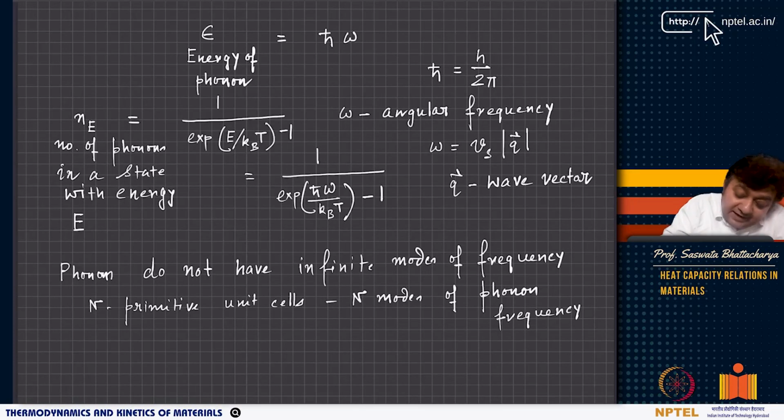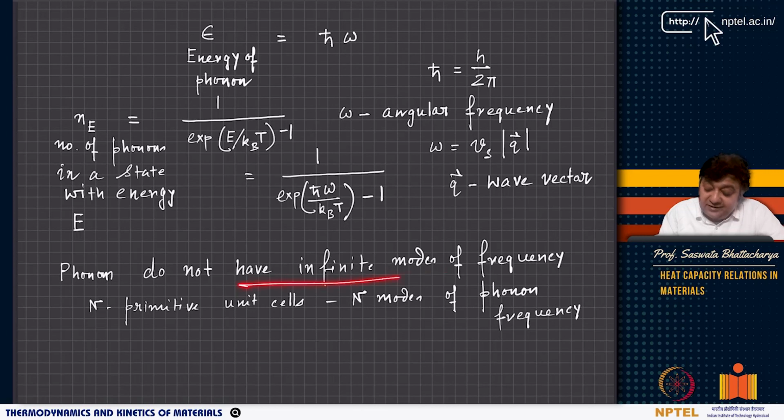So, if you look at that, you can define the energy of one phonon as h cross omega, where omega is the angular frequency, which is related to the effective speed of sound through the solid and the magnitude of the wave vector, right? That wave that is propagated. Now, because you are having vibrations, right, oscillations, the number of phonons is given by the statistics. I am not going into the detail of it, but one thing to note is that phonons do not have infinite modes of frequency.